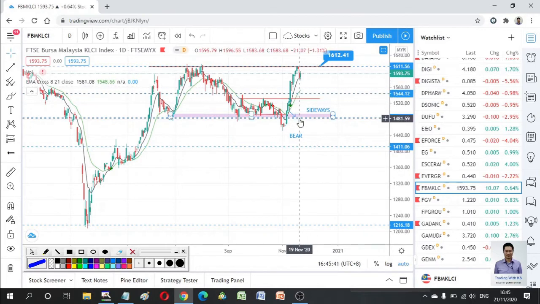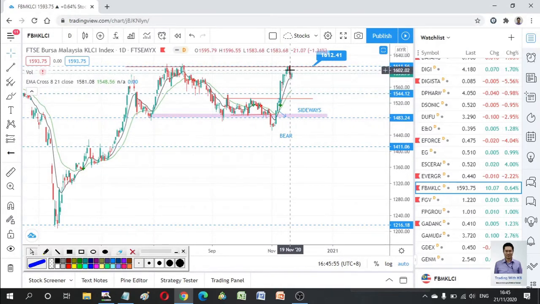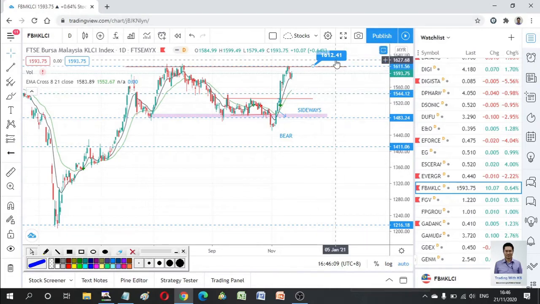Last time I said coming down is a bearish market, going up is a bullish market. That's why a lot of counters went up over the past 2 weeks. Recently the KLCI index has met some resistance. You can see the selling pressure at the 1612 area, which is the previous high in July.